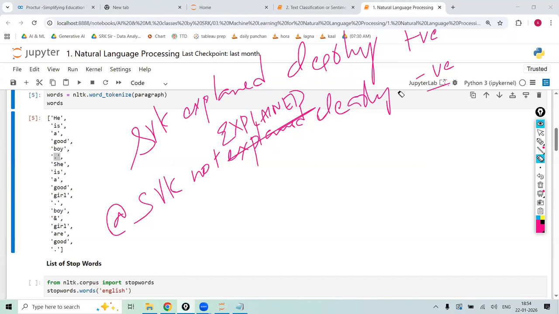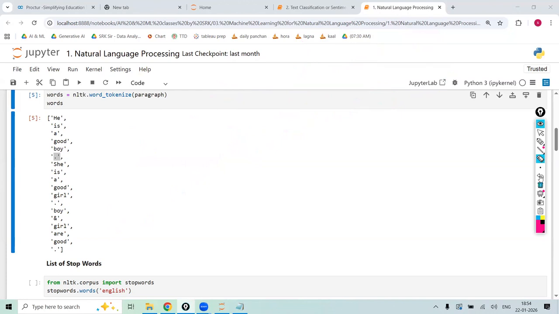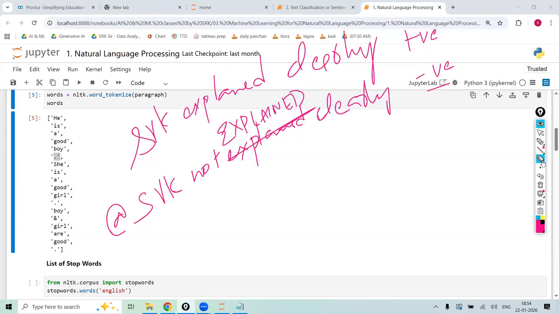Is the point clear, everyone? Now, after removing the punctuation marks, the remaining simple words are available. Is the point clear, everyone? Yes or no? In a text classification project, the prediction of the output, whether it is a positive class or negative class, will depend on what words are there. It will not depend on the punctuation.